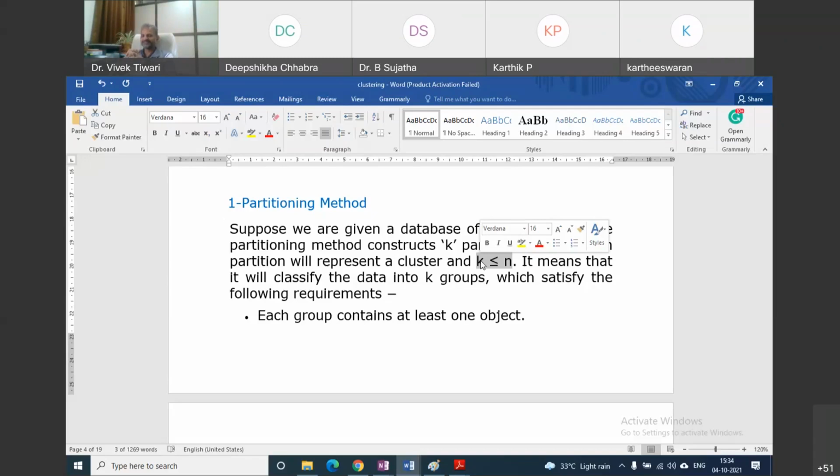Other participants, do you agree with the reasoning given by the sir? So the number of clusters cannot be more than the total number of data points. Yes or no? This question may be your MCQ question next day. Okay, so the answer is wrong.